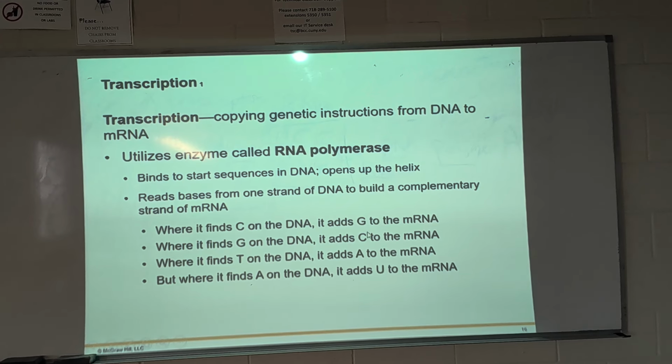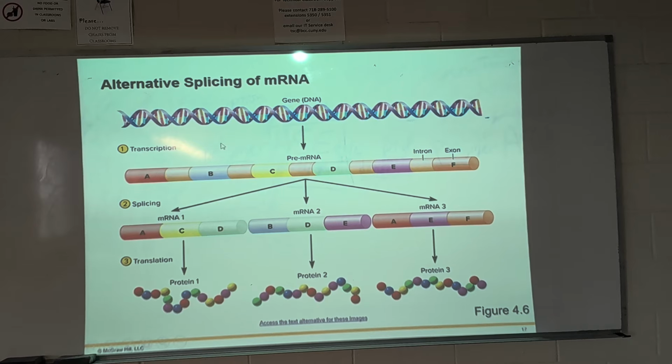Like we said, with every C we add a G. With every G we add a C. With every T we add an A, and with every A we add U. But remember, thymine doesn't exist on the RNA, so in order to pair, we have A and U. Okay, you need to know this.